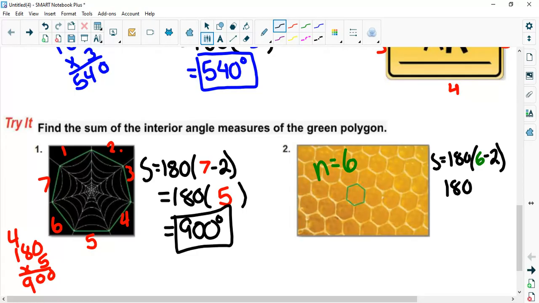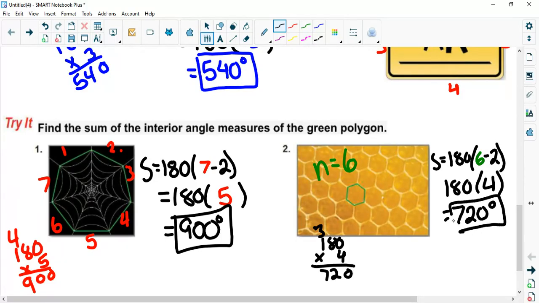So 180 times 4, and we'll do the math real quick. We get a total of 720 degrees. The reason why we find the sum is it will now allow us to go and find missing pieces of polygons. The idea is it gives us the tool to find pieces that are missing.